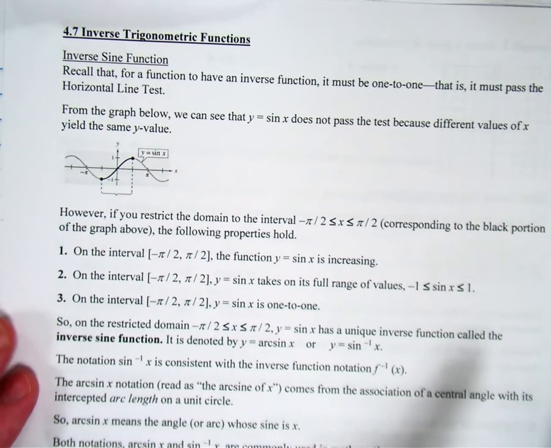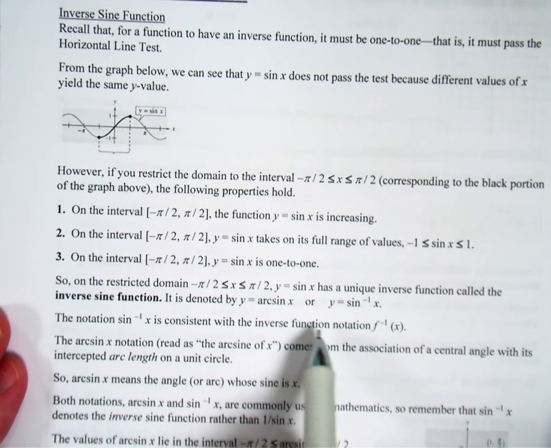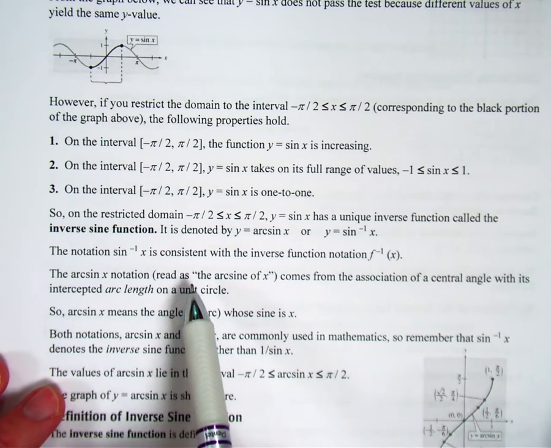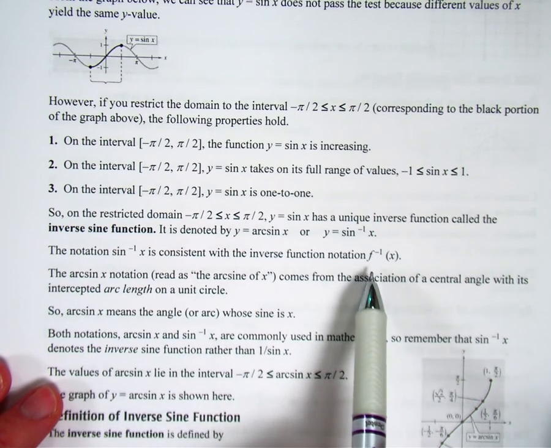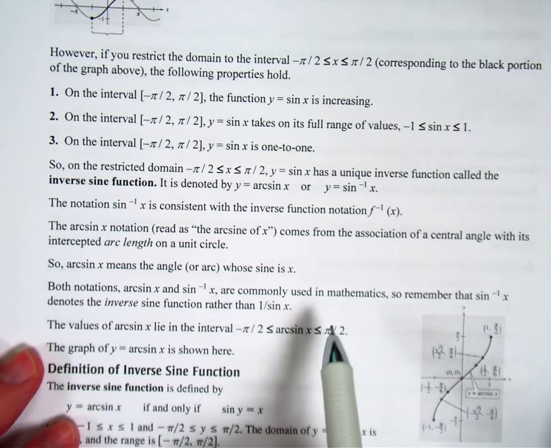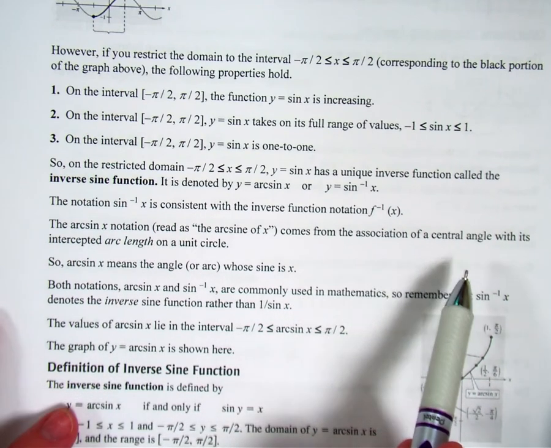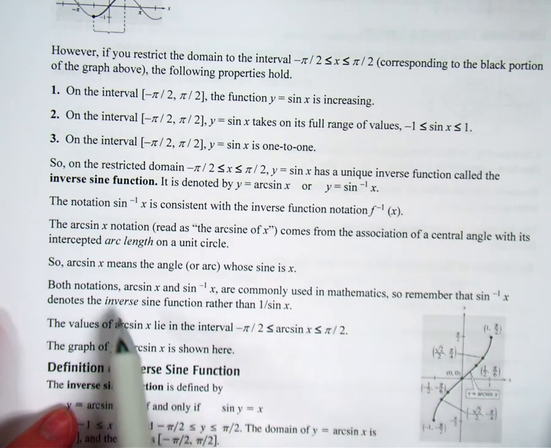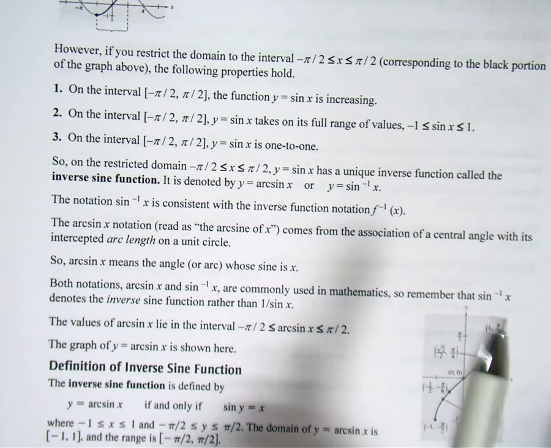Some other notations you might see for inverse: you might see arc sine, and you might see the negative 1 notation. The notation sine to the negative 1 of x is consistent with the inverse function notation f inverse of x. The arc sine notation comes from the association of a central angle with its intercepted arc length on the unit circle. So arc sine of x means the angle or arc whose sine is x.